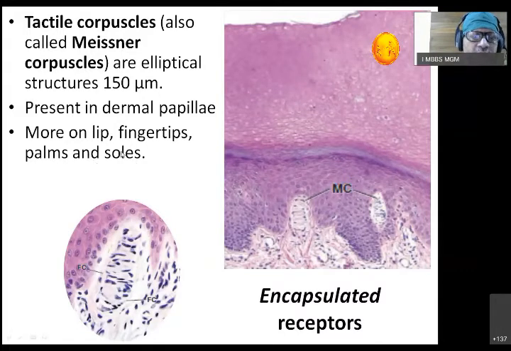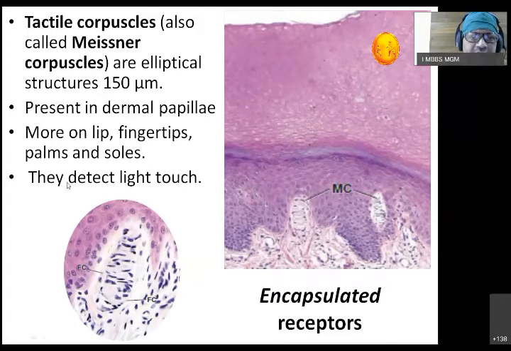Because of this information. Most of the information from Meissner receptors is also carried to the cerebellum, via what we call the unconscious proprioception. They detect light touch. That is very important. They do not detect fine touch, and they don't detect crude touch. They detect light touch, and that is the importance of the Meissner's receptors.